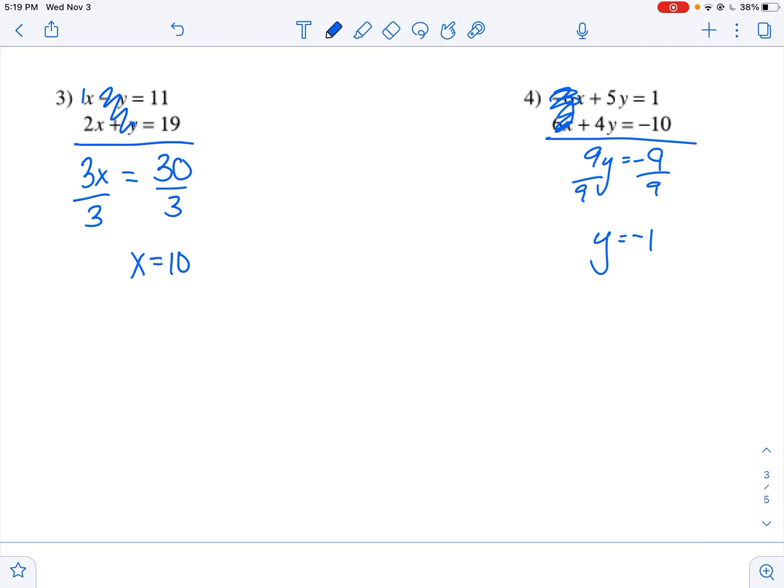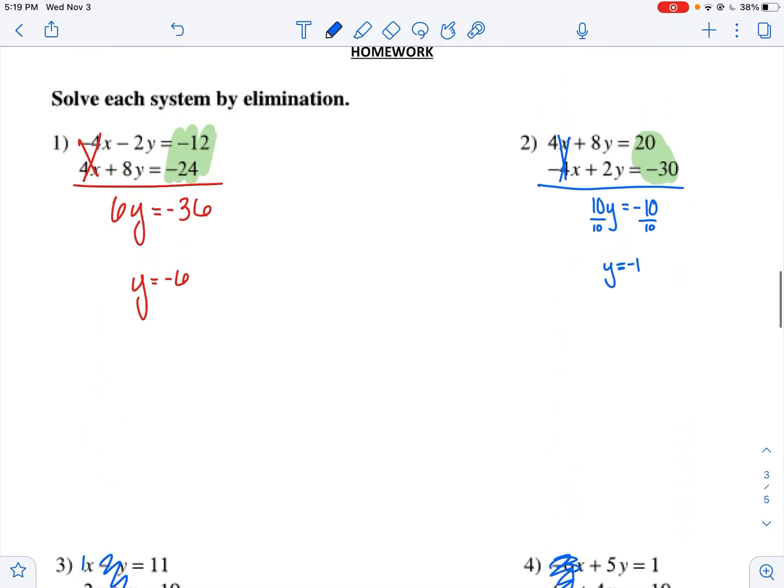And once I have my first variable, what can I do to solve for the second one? Well, what I can do is I can substitute that number, that negative 6, in for y in either one of the equations. I usually try to avoid the negatives. If there are any equations that have no negatives, I want to use that one, but it really doesn't matter which one you substitute back into. So let's substitute back into this one.